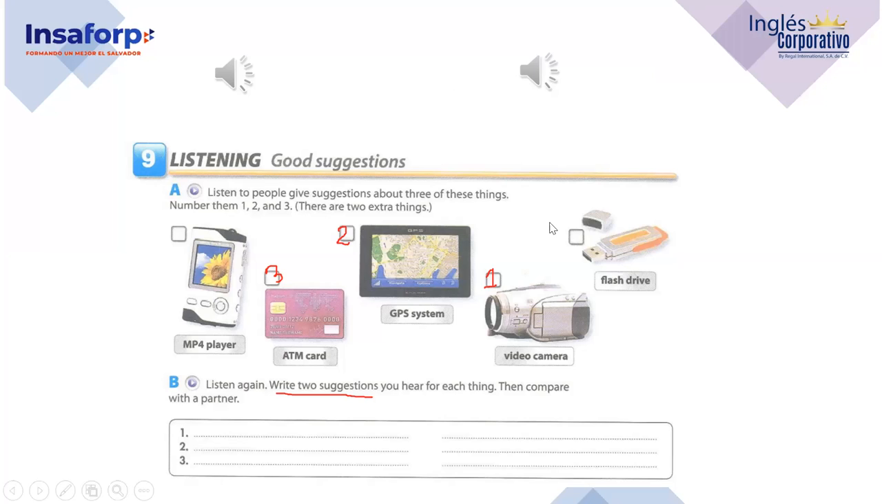Page 48, Exercise 9, Part B. Listen again. Write 2 suggestions you hear for each thing. Then compare with a partner. 1. Be sure to use a stand or try to lean against something solid when you're filming with this. If you just hold it by hand, the picture often looks very shaky. Make sure to put in the battery carefully. If you push too hard, you can damage it. 2. Type in where you are now, then type in where you want to go. Make sure to get the exact address. Then just listen to the directions. Be sure to watch the road. You don't want to have an accident. 3. Be sure to put it in correctly. Then punch in your secret code. Remember to press Enter. And don't forget to count your money before you walk away from the machine.